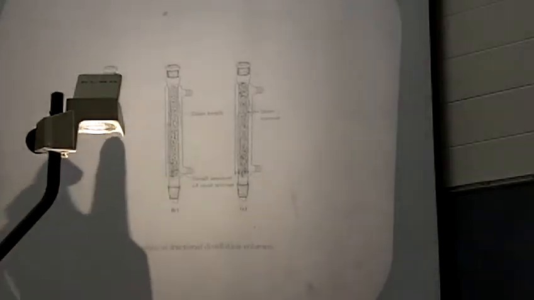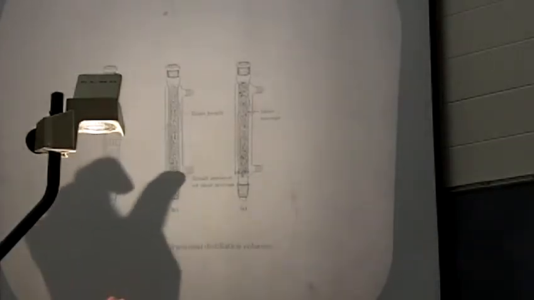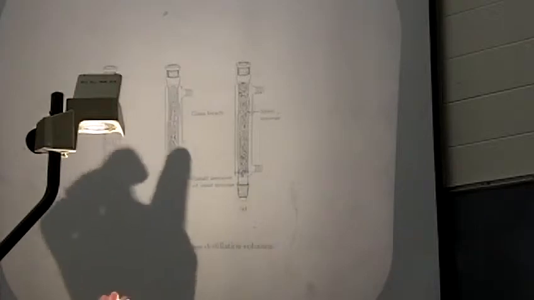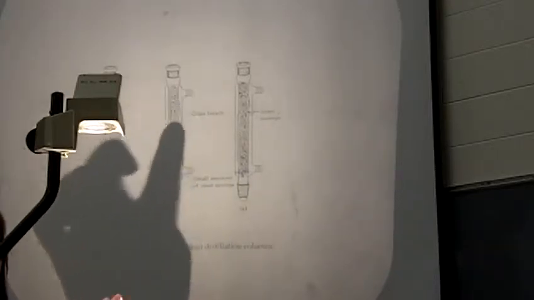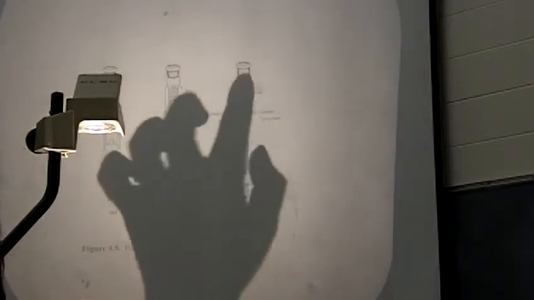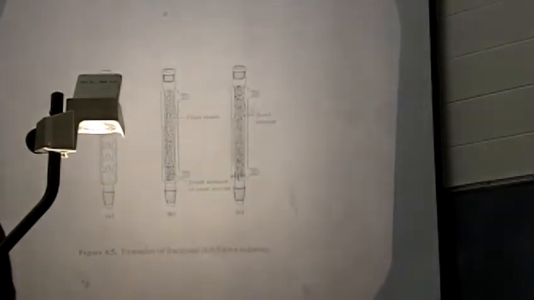But instead of using something like this, we can just take our Liebig condenser and put things in it. So we could put glass beads in it and put a little bit of steel sponge at the bottom to hold all the glass beads in. Or we can fill the whole thing with steel sponge, which is what we're going to do this week to add more theoretical plates to our distillation and help you purify your unknowns.